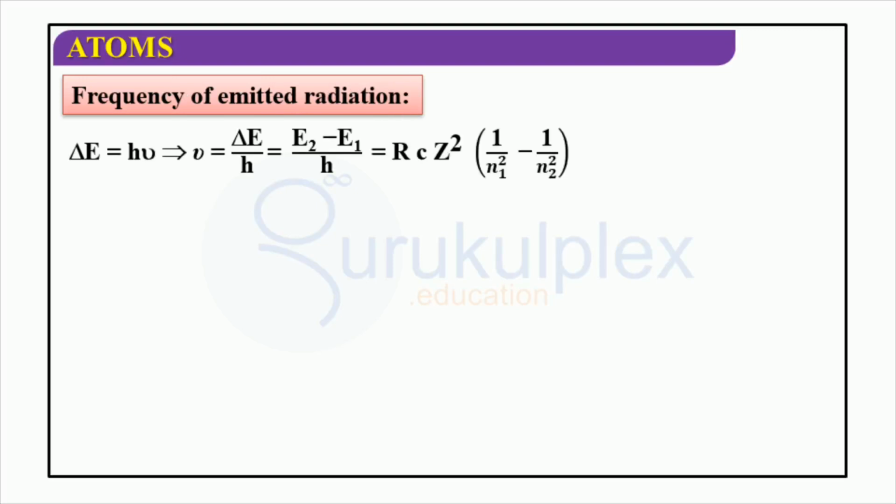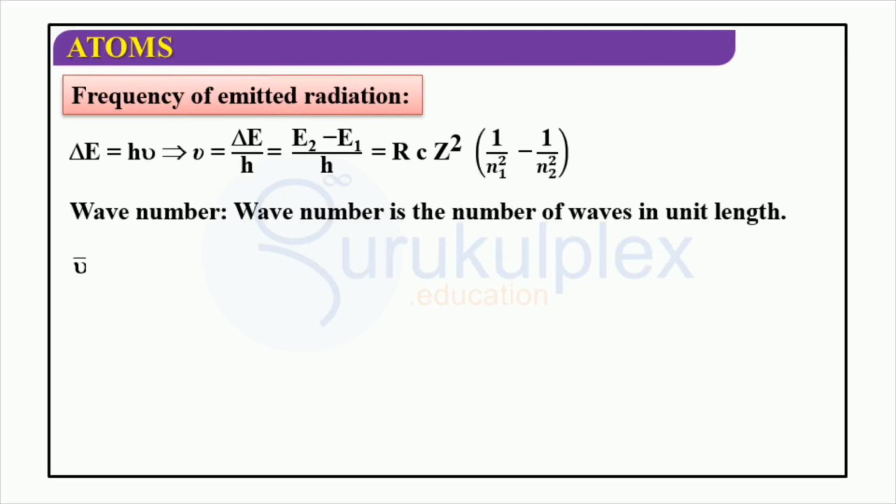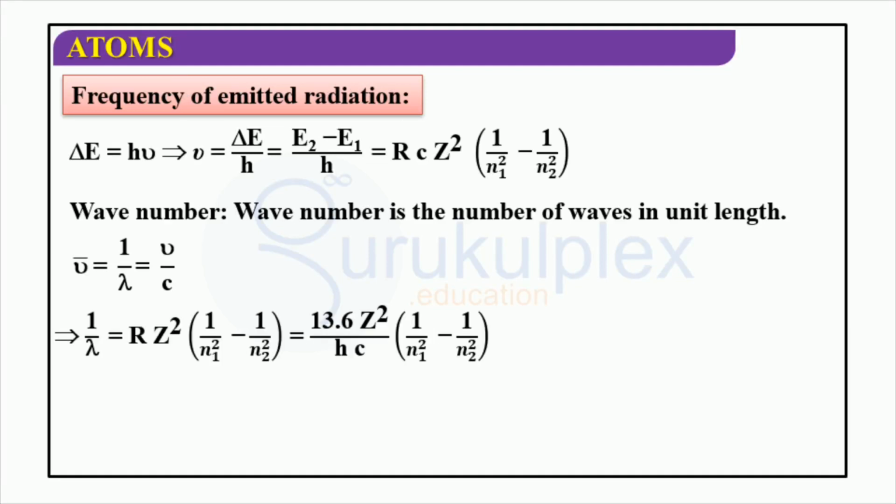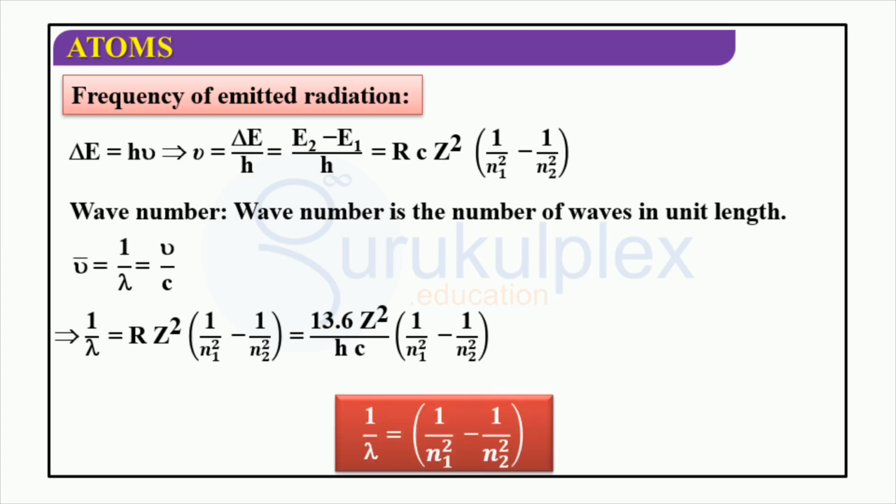Atoms typically give off radiation. The frequency of the radiation emitted can be determined by the wave number, the number of waves in a unit length. Wave number can assist us in understanding the radiation emitted by an atom.